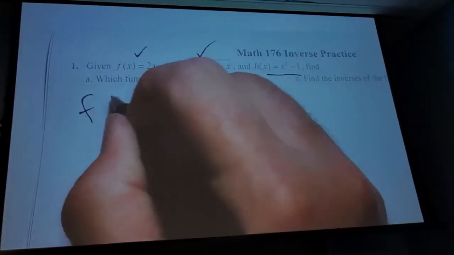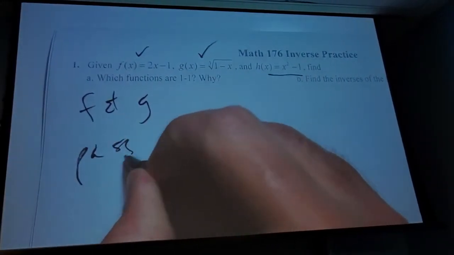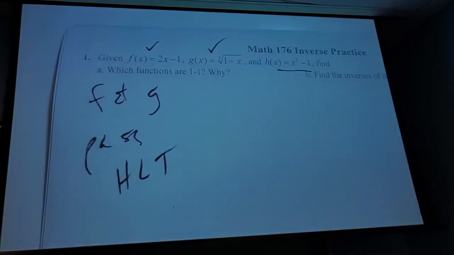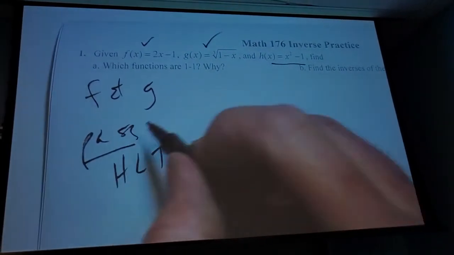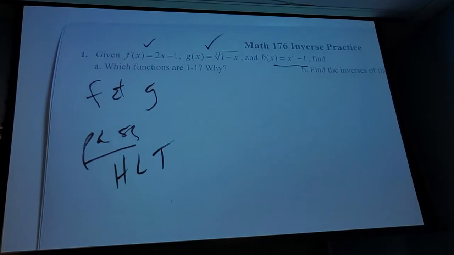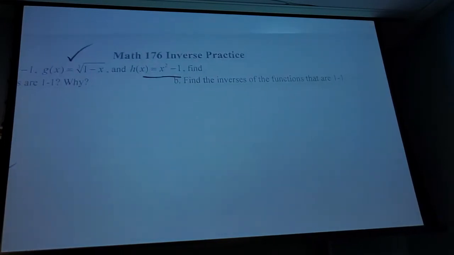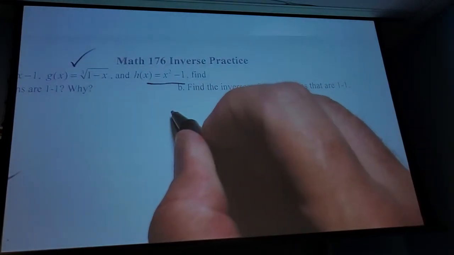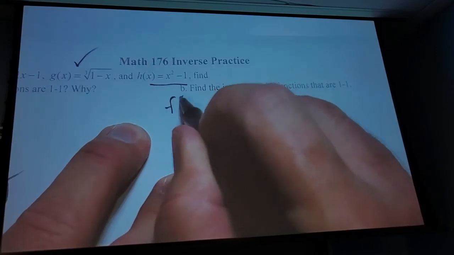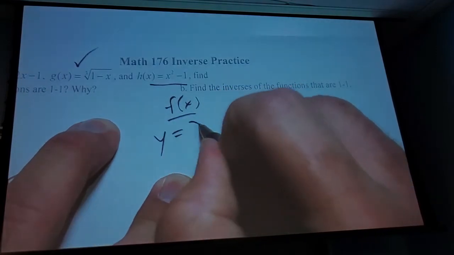So f and g pass the horizontal line test. That is the word pass. So I can find the inverse for f of x. So let's write, here's f of x. y equals 2x minus 1.